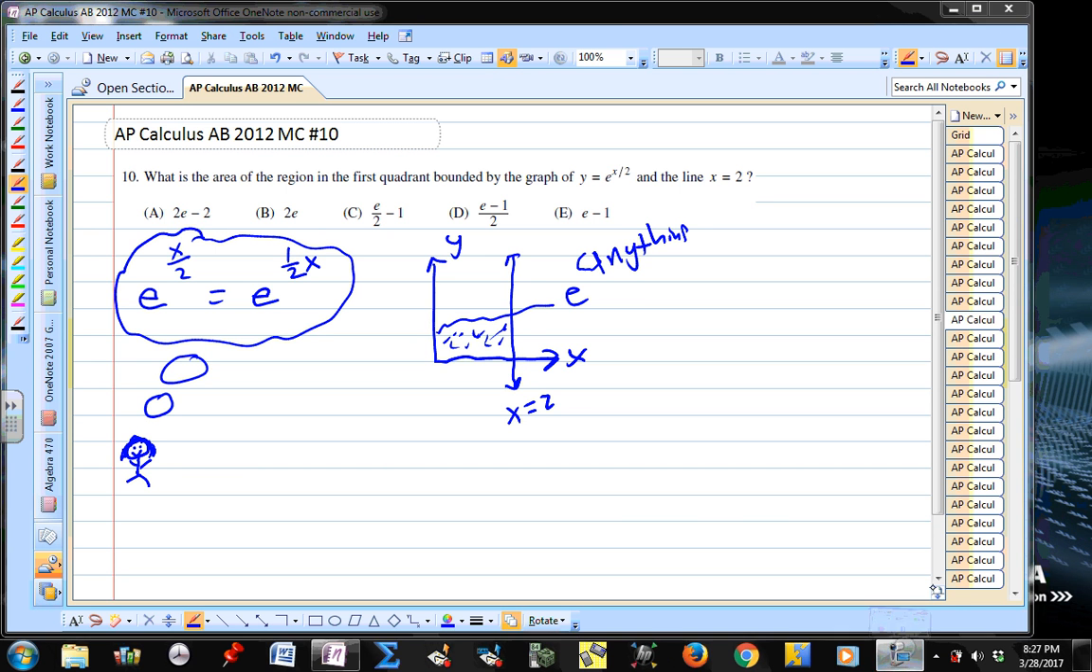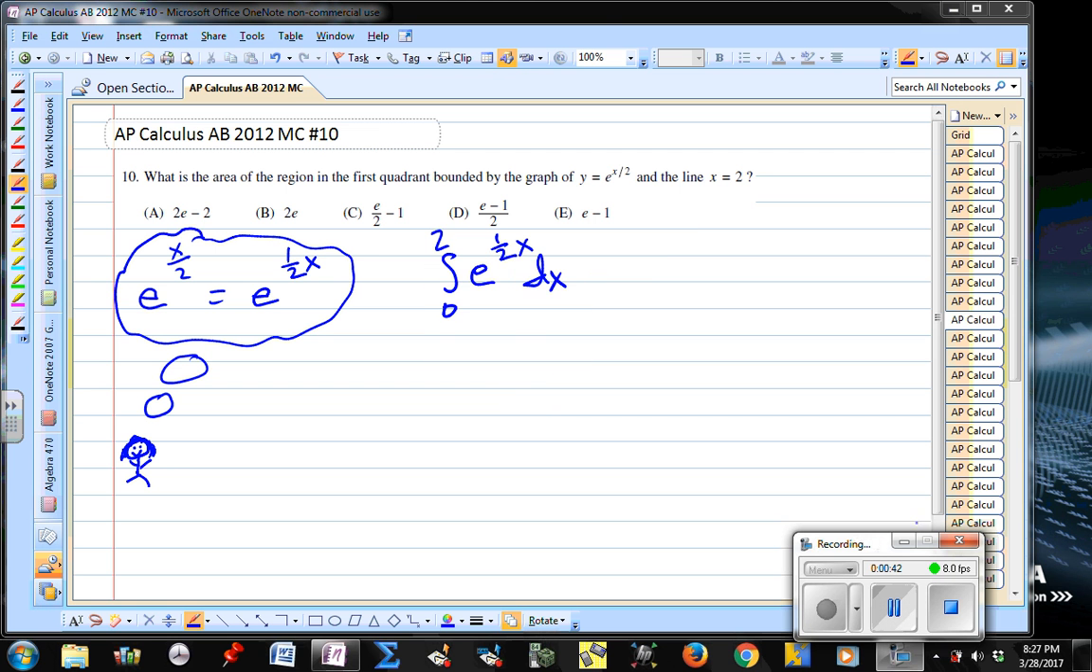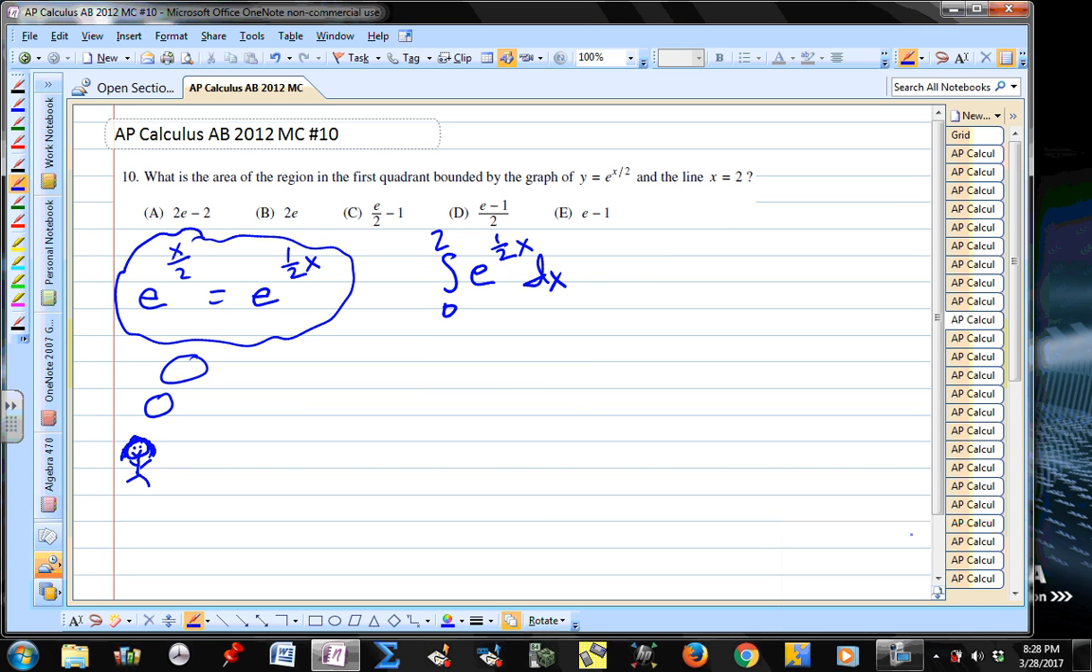Okay, so now let's integrate. And since we're in the first quadrant, we're going from 0 to 2, those will be our limits of integration. So if you think of it in terms of u substitution, we can let u equal 1/2 x. Then du/dx is going to be 1/2, and 2 du will equal dx.